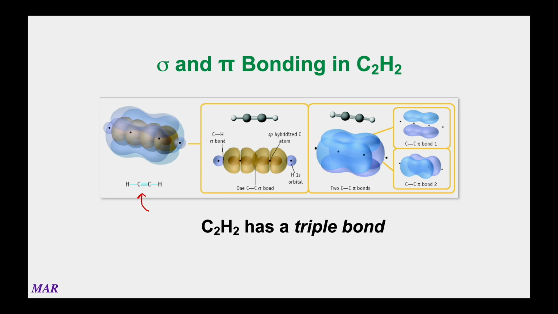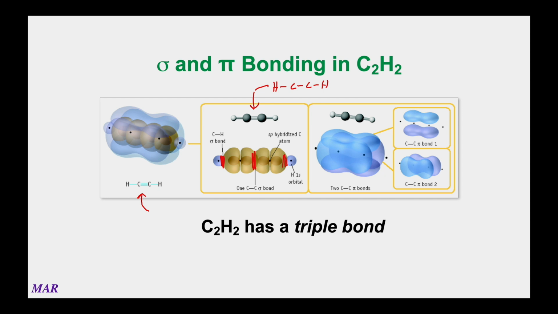The first part right here, the first yellow box, shows the sigma network in acetylene, all right? It shows just the hydrogen-carbon sigma bond, which is right here. Here's the carbon-carbon sigma bond between the two carbons, and here is the other carbon-hydrogen sigma bond. So this part right here would be like the HCCH part right there. It's just showing the sigma bonds.